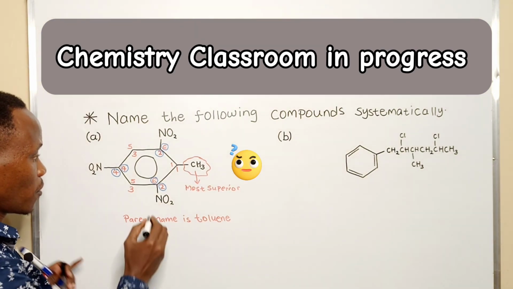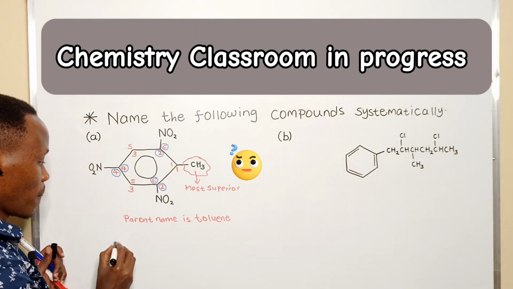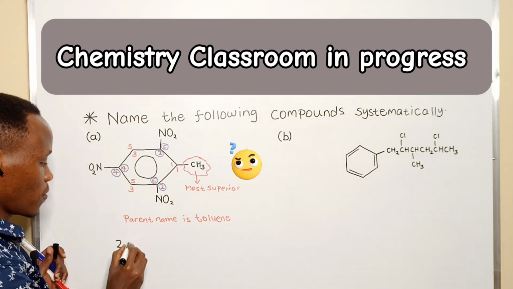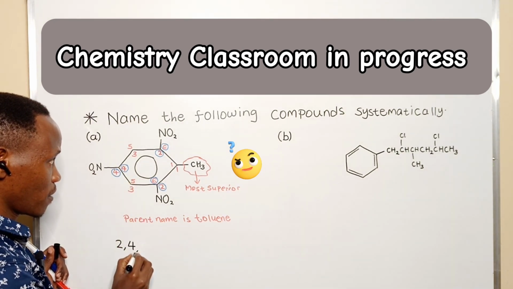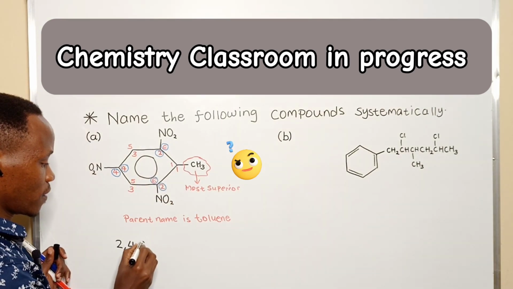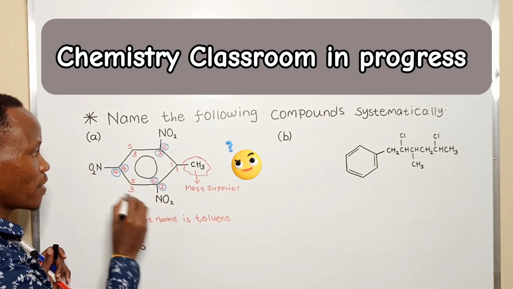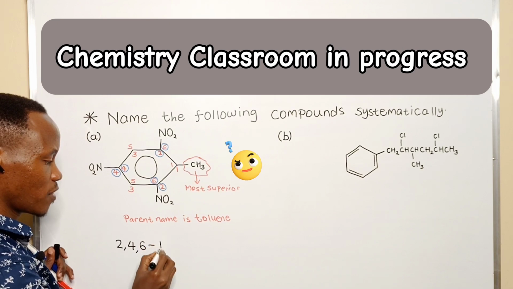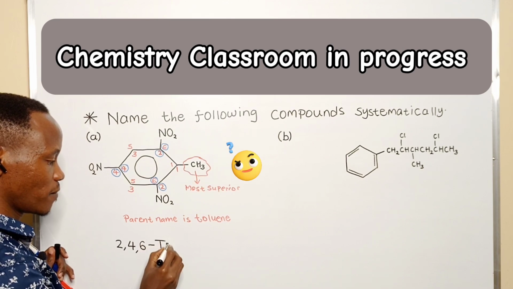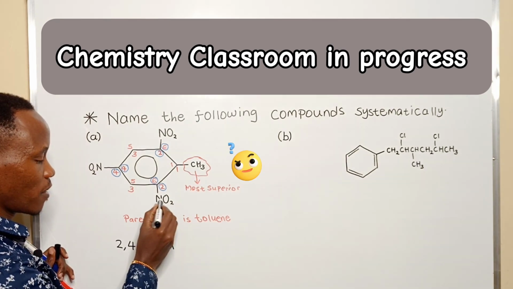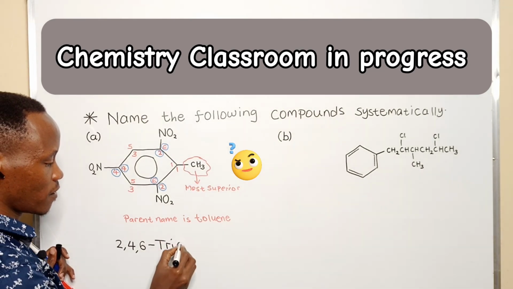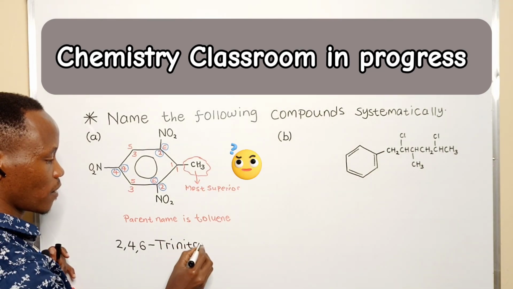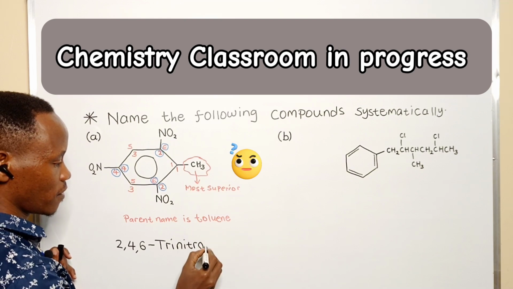On position 2, comma, position 4, comma, and position 6, we have 3 similar groups. And because they are 3, we use the prefix tri followed by the name of the substituent. The substituent is a nitro group. And then finally, the parent name.